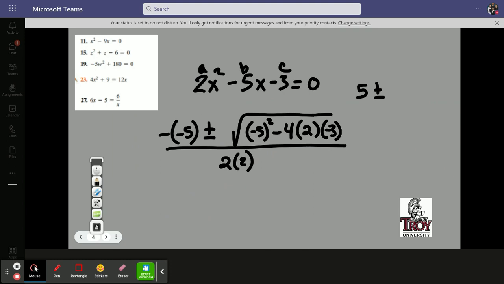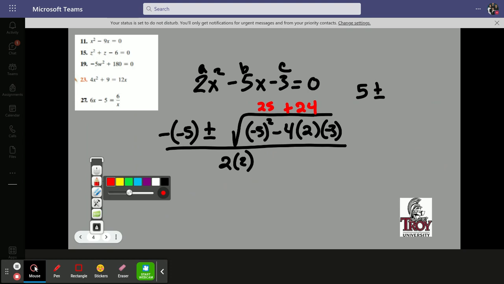So I have negative 5 squared. What's that? 25, because the negative is inside, so it's positive. All right, negative 4 times 2 is negative 8, times negative 3 is going to be a positive 24. So what do I get there? 25 and 24, 49. There you go.